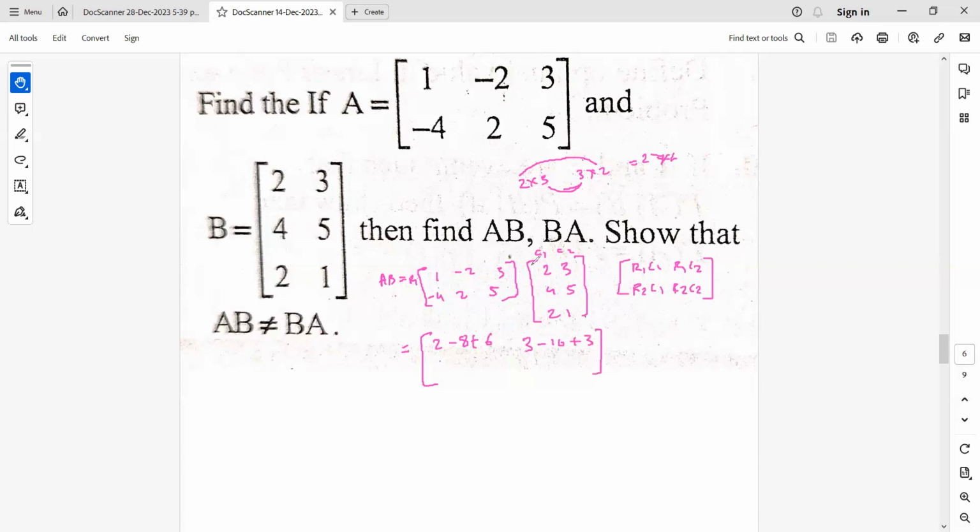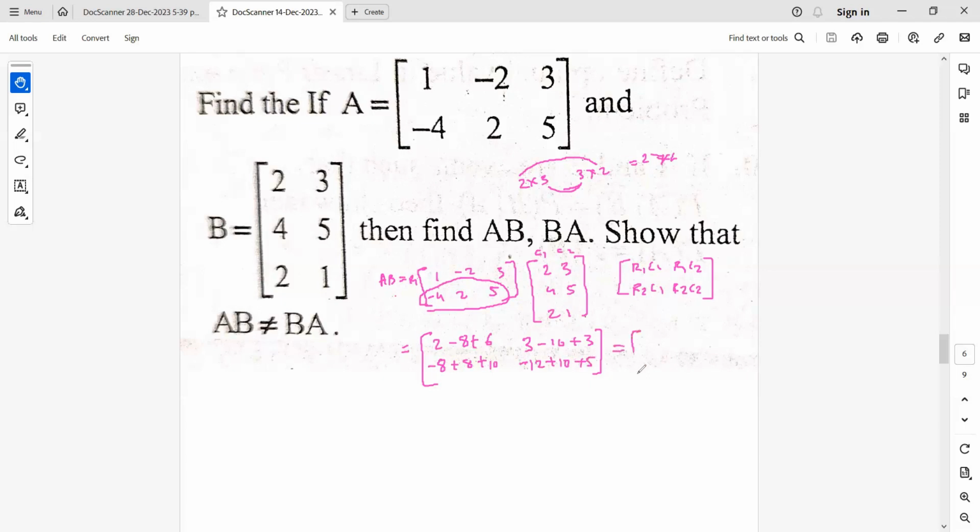Next, on simplifying, -4 into 2 is -8. 2 into 4, it will be +8. And then 5 into 2, it will be equal to 10. Similarly, again we need to multiply the elements of R2 with the elements of C2. So -4 into 3 is -12. Then 2 into 5, it is 10. And then 5 into 1, it is 5.